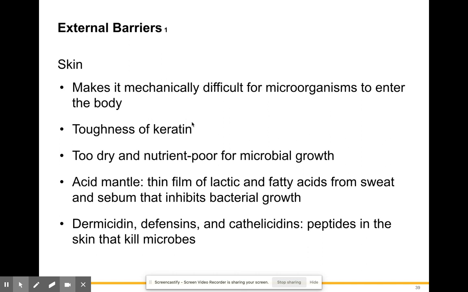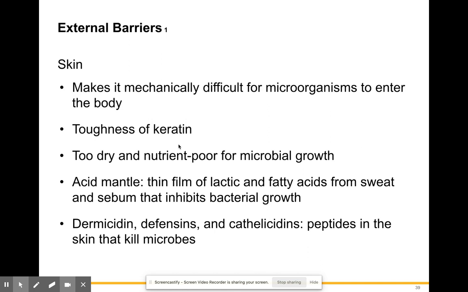And if you remember way back from the first semester of anatomy and physiology, your epidermis kind of grows from the inside out, right? The deeper you go into the layers of epidermis, the more alive the cells are and the less keratin they have. And as those cells get pushed towards the surface of your skin, they become more and more keratinized and essentially more and more dead. Okay. What that does to those cells is dry them out, and it depletes their nutrients, right? It depletes their nutrients. And that's not good for microbial growth. Okay.